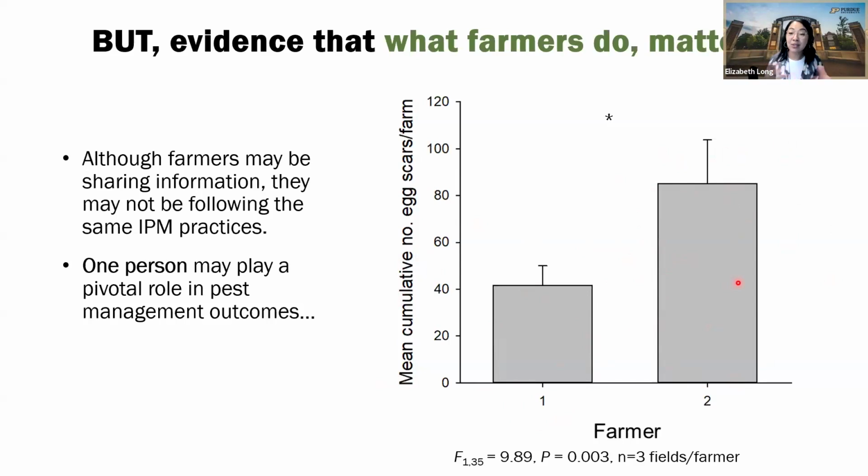They're doing something that matters. And maybe they are sharing information, but maybe they're not necessarily following the same IPM practices, either at all, or maybe not utilizing those practices at the same time. And timing can be really key when we're up against managing a difficult, challenging pest like this carrot weevil. And sometimes it can be one person at the farm who plays a pivotal role in pest management outcomes.